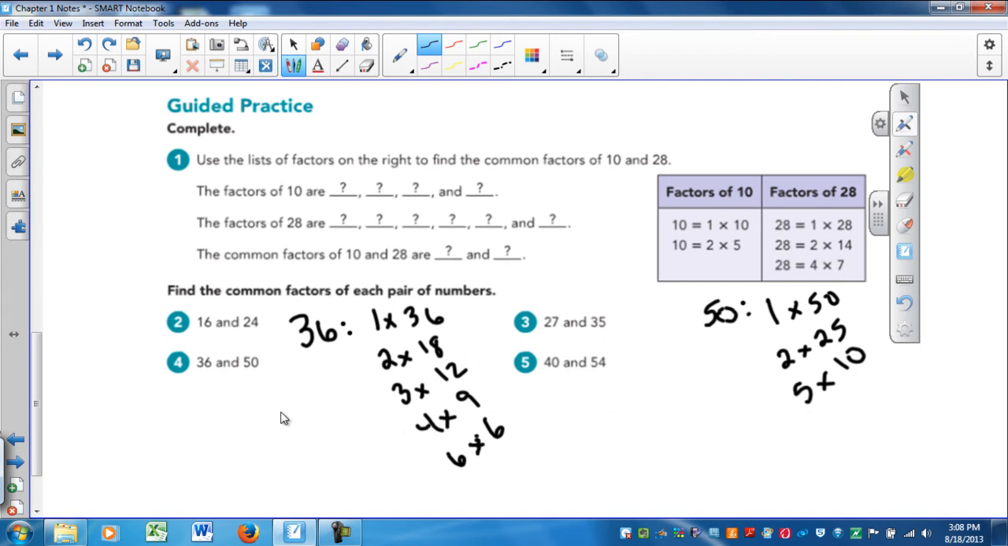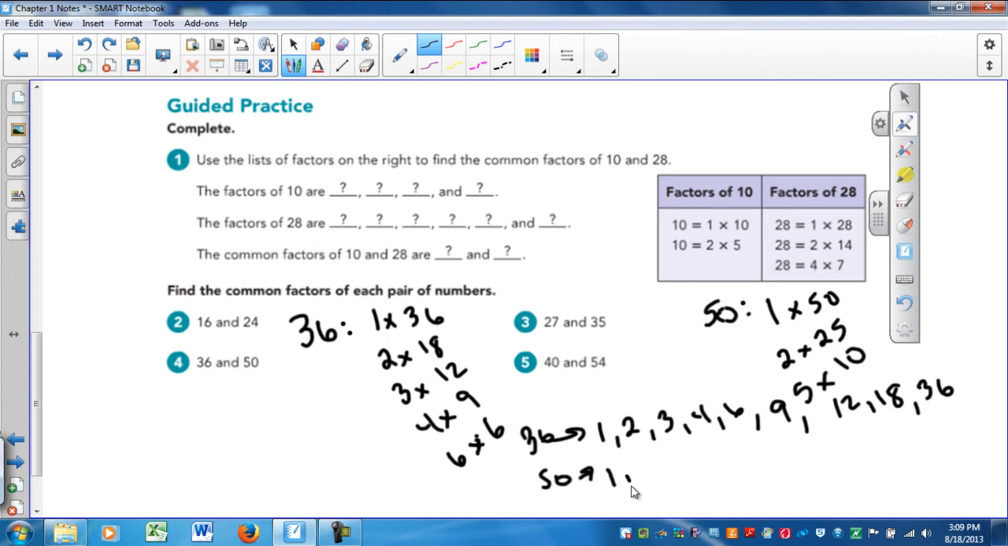Now let's just list them out here. For 36, it's going to be 1, 2, 3, 4, 6, 9, 12, 18, 36. Again, I'm just listing the factors out. Okay? This is 50. We got 1, 2, 5, 10, 25, and 50.